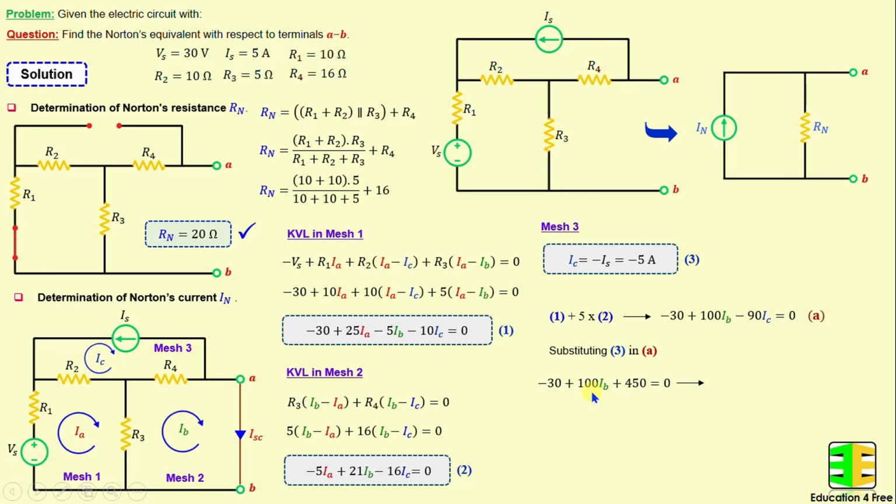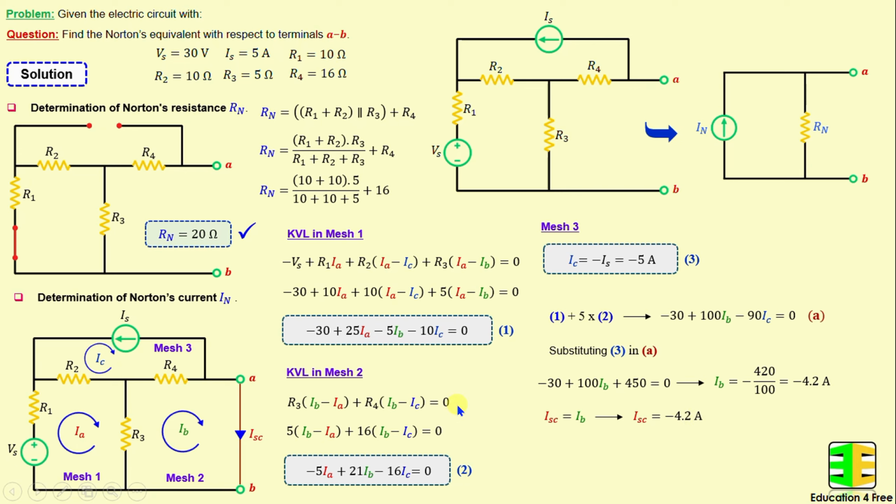If we continue simplifying this equation, we obtain IB is equal to negative 420 over 100. We get negative 4.2 amps. And if we see here, the short circuit current ISC is equal to IB. That means ISC is equal to negative 4.2 amps.